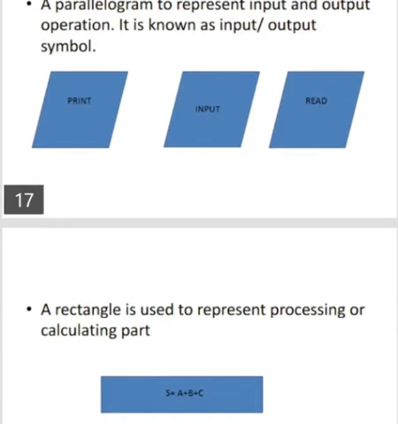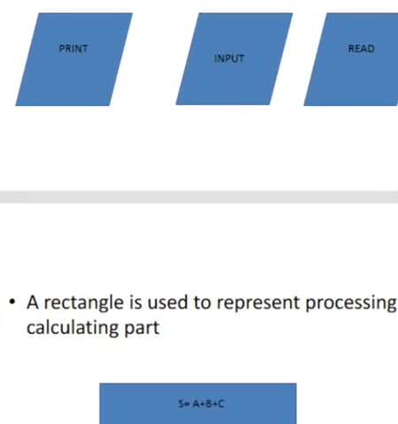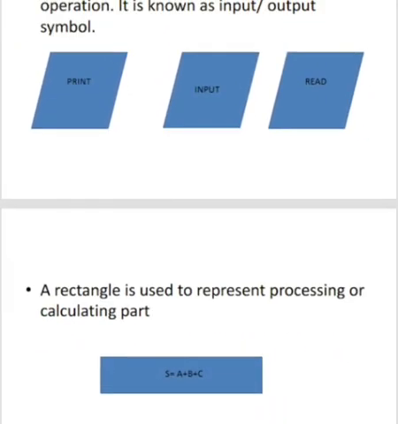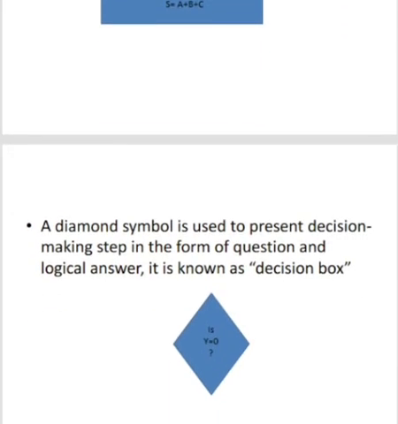The next is a rectangle. A rectangle is used to represent the processing or calculating part. You can see here S is equal to A plus B plus C. The next is a diamond shaped box. A diamond symbol is used to represent a decision making step in the form of a question and logical answer. It is known as the decision box.